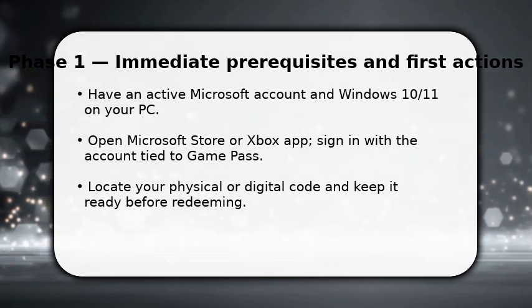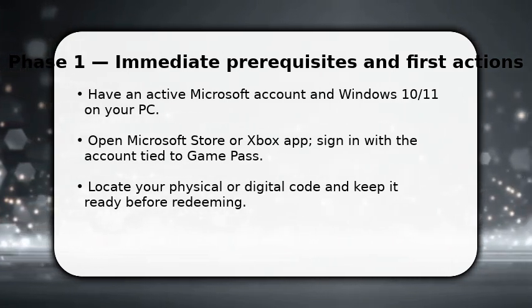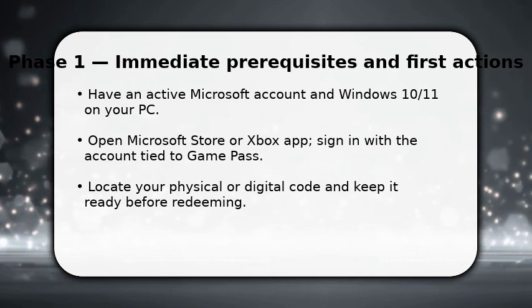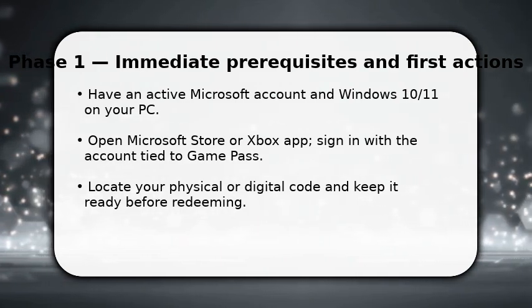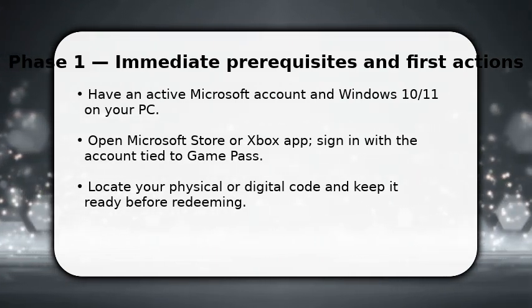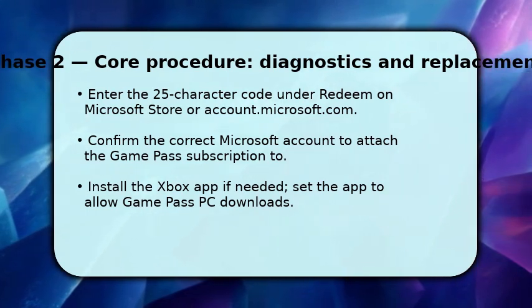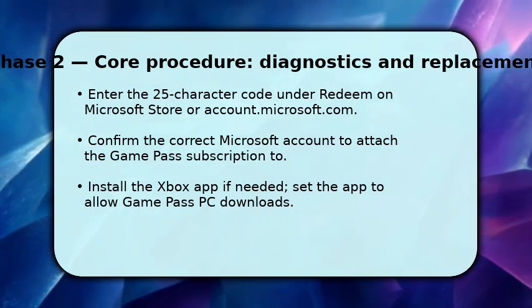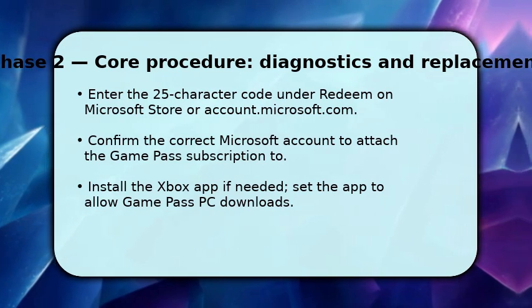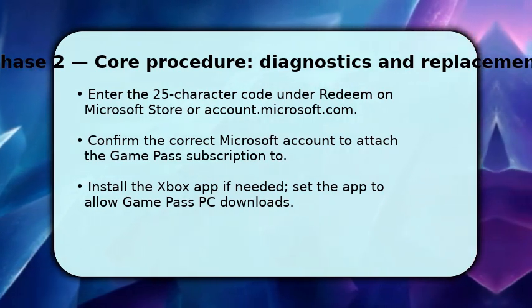Now click your profile, select Redeem Code or go to Account, Microsoft.com, and prepare to type the code in carefully, including dashes. Once you've opened Redeem, type the 25-character code and confirm. You'll see which Microsoft account will be charged or credited. Double-check it because redemptions are final.